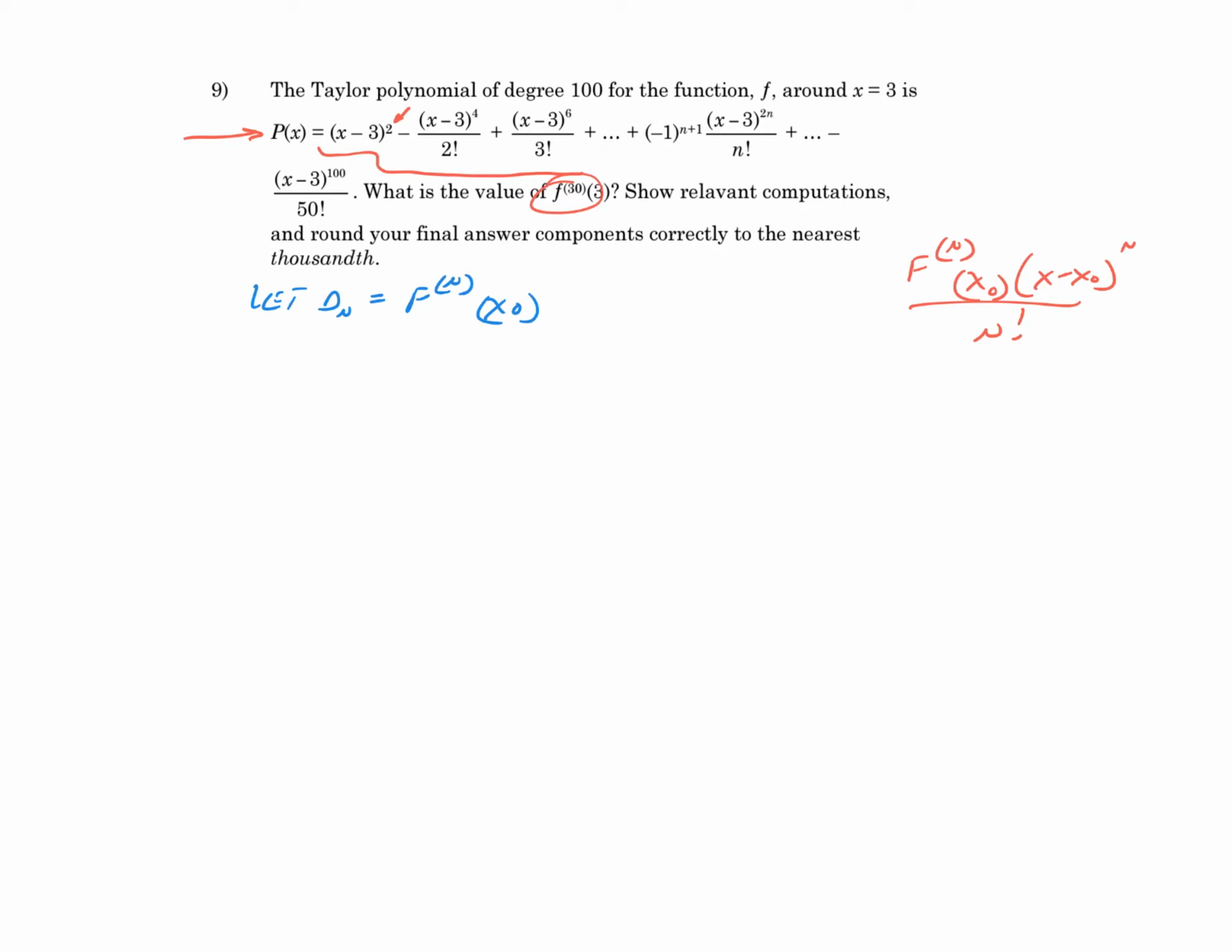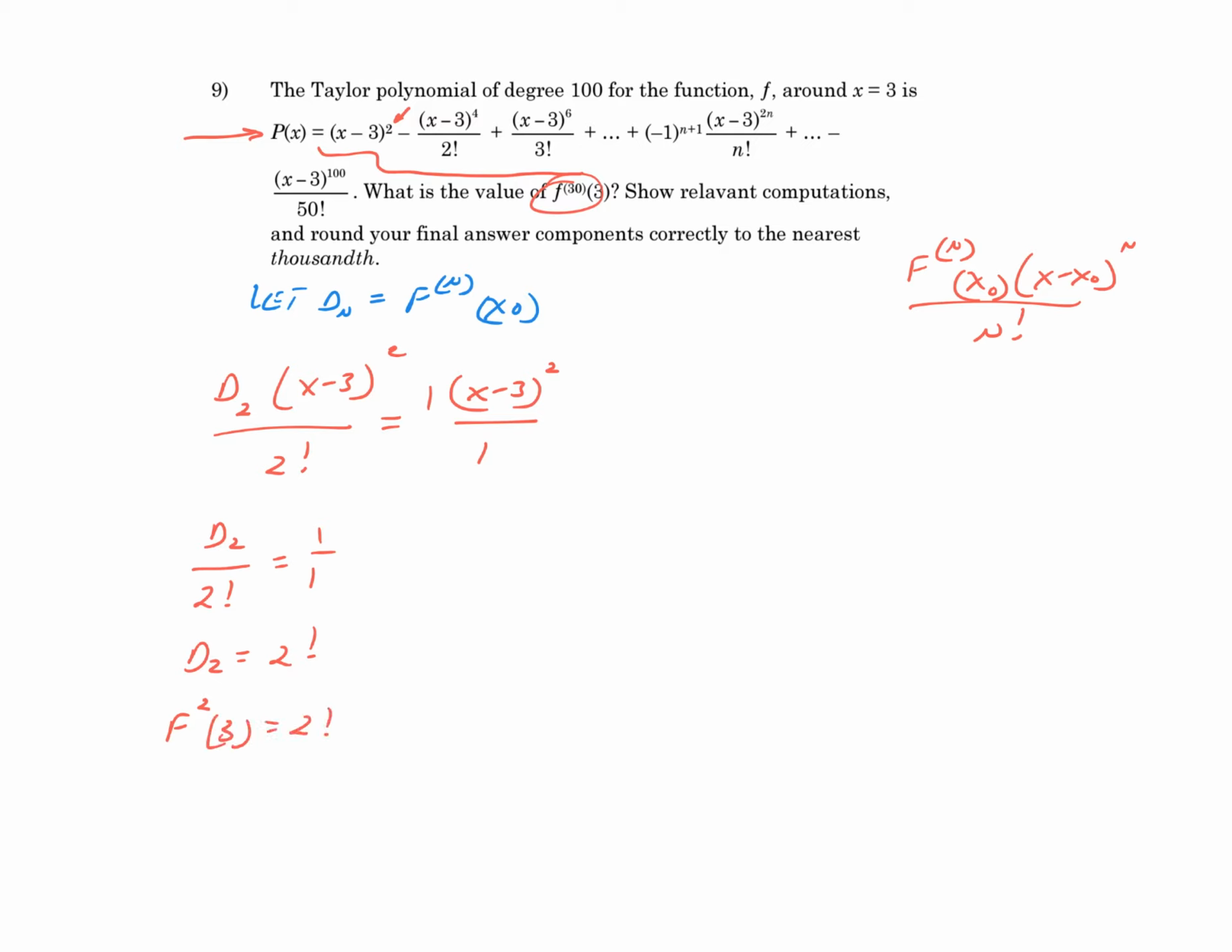that that should look like the second degree derivative times x minus 3 to the second over 2 factorial. That's sort of the general term without any simplification. That equals what I'm given, which is x minus 3 squared. And just so everything looks right, I'm going to put a 1 there and a 1 there. Now just pulling out what I need, d sub 2 over 2 factorial equals 1 over 1. D sub 2 equals 2 factorial. Therefore, the second derivative of 3 is equal to 2 factorial.